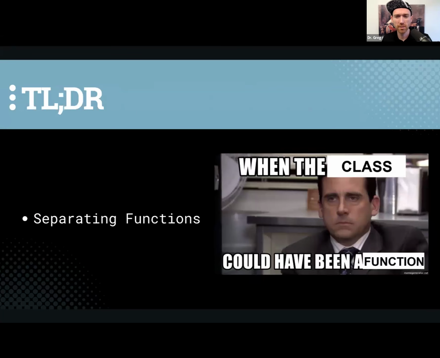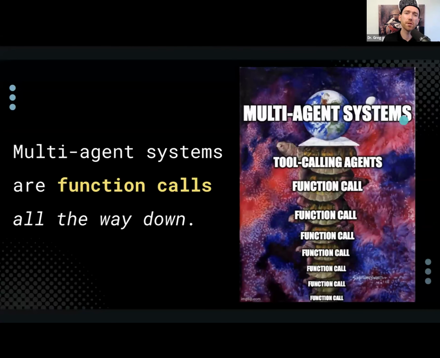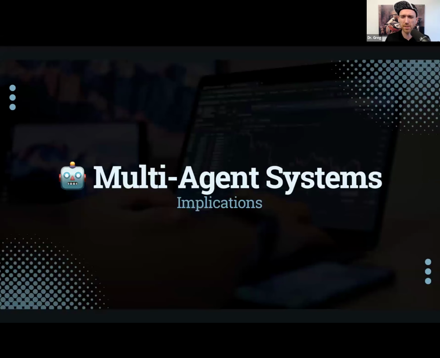Separating these functions, separating these tools, this is very important. Ultimately, these multi-agent systems are sort of scaling out test time compute, but we can think of them very simply as tool calling in a loop, or function calling, all the way down. So what are the implications of this? Well, this gets us up to some of the state-of-the-art thinking around this.